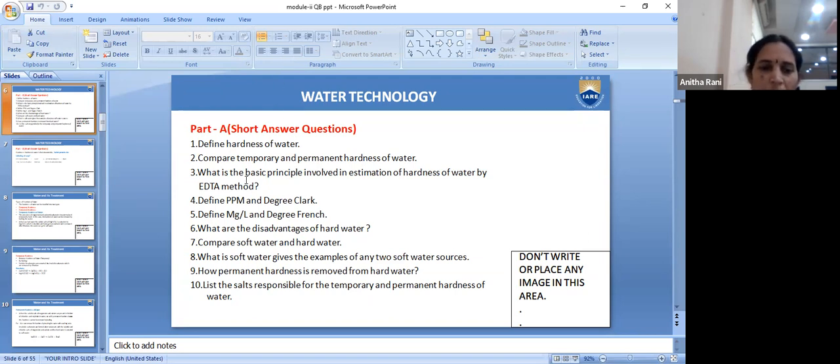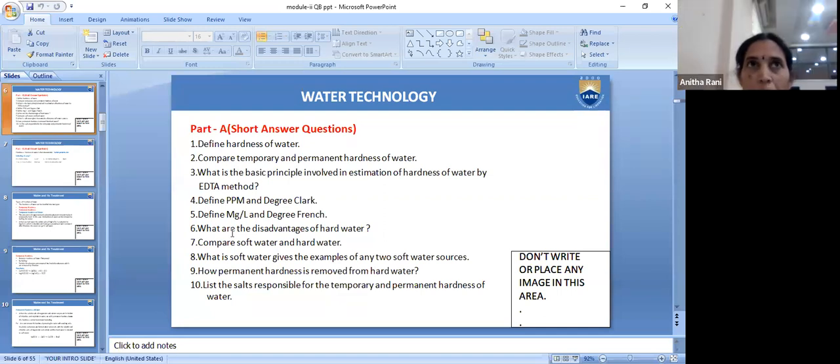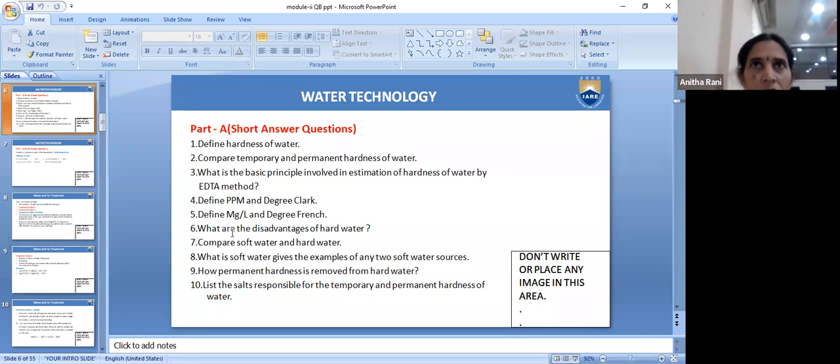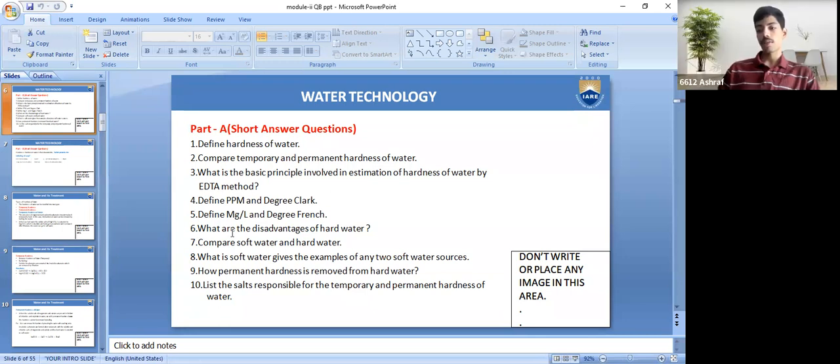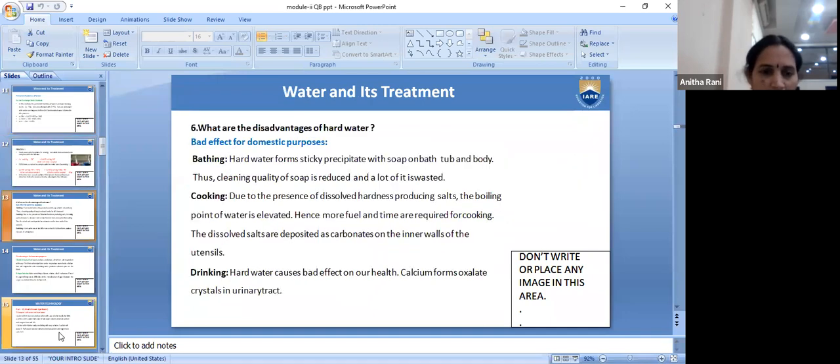Hello students, tell me what is ppm? One ppm, one part equal to? One ppm is equal to one part of CaCO3 equivalent hardness per 10 power 6 parts of water. I have given this in the PPT.